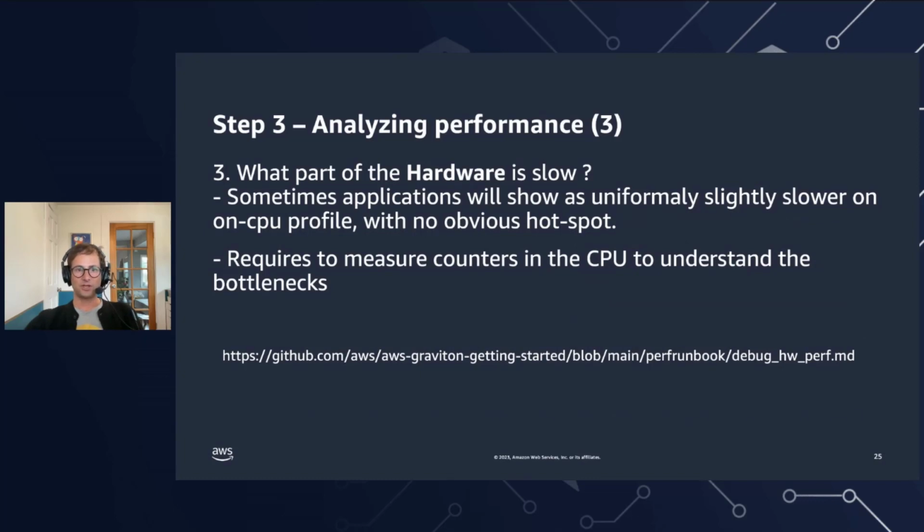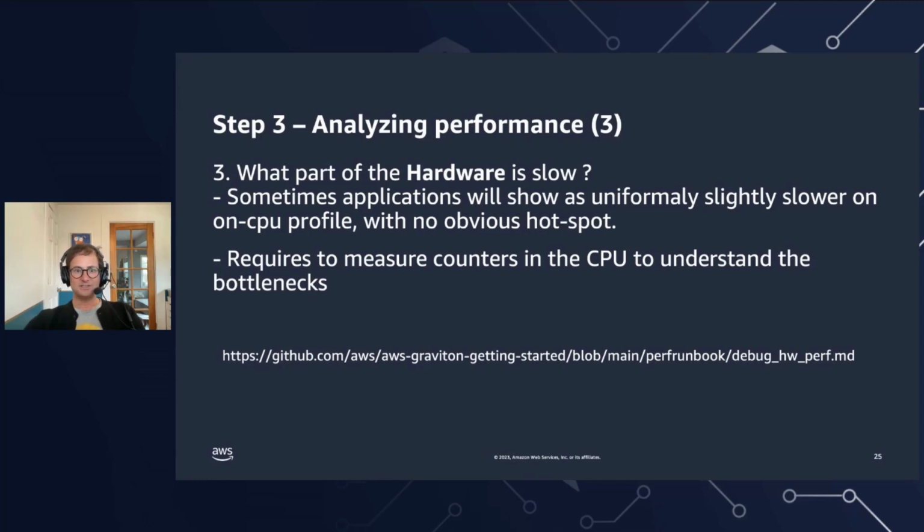Once you've exhausted the ability at the CPU level, and for example, when you would observe that your application is uniformly slightly slower in the on-CPU profile with no obvious hotspot, it can be due to a hardware slowness. So places in the CPU where you would actually run slower than expected. That requires measuring counters at the CPU level to understand the bottleneck, whether you're bottlenecking because of cache misses, because of memory bandwidth issues.